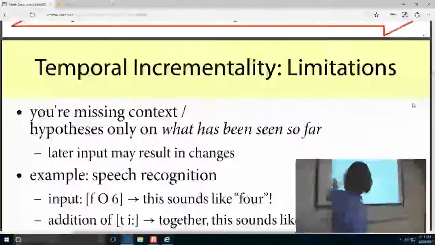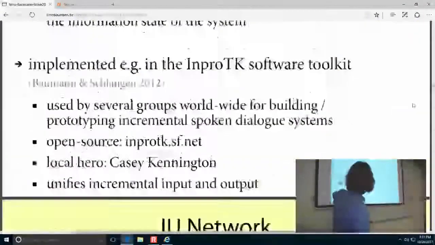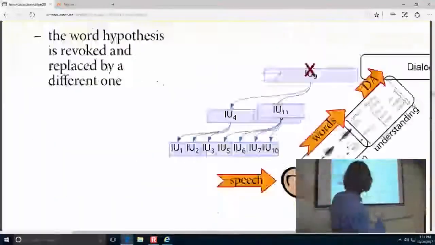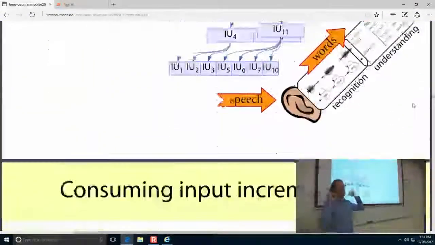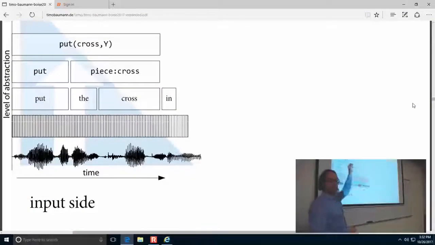And basically what you see here is a kind of triangle where I'm lagging behind more on higher level representations. So I'm lagging behind more as I go up in the hierarchy of abstraction.